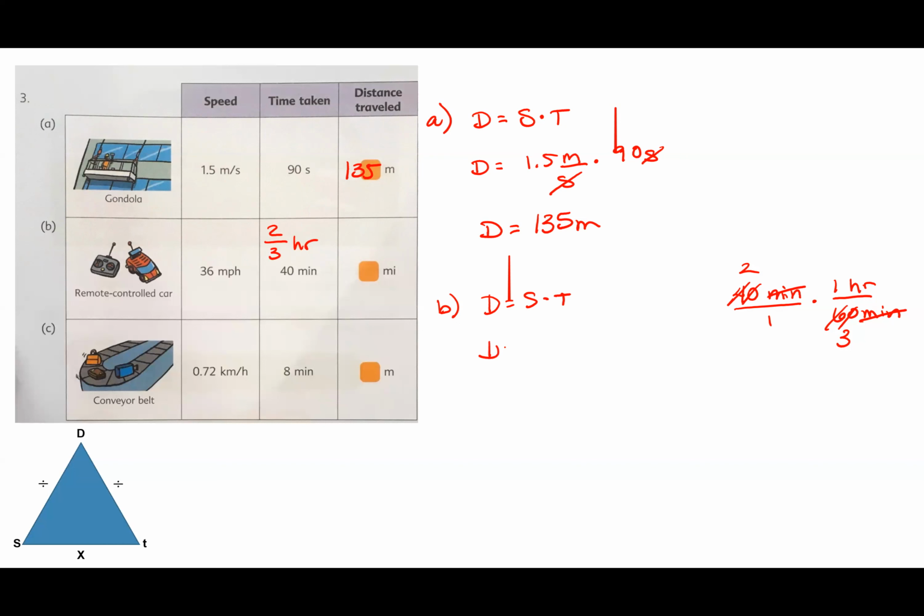All right, so my distance equals 36 miles per hour times 2/3 of an hour. And we can do some cross canceling because it's fun. And what was the distance traveled? 24 miles. Good.